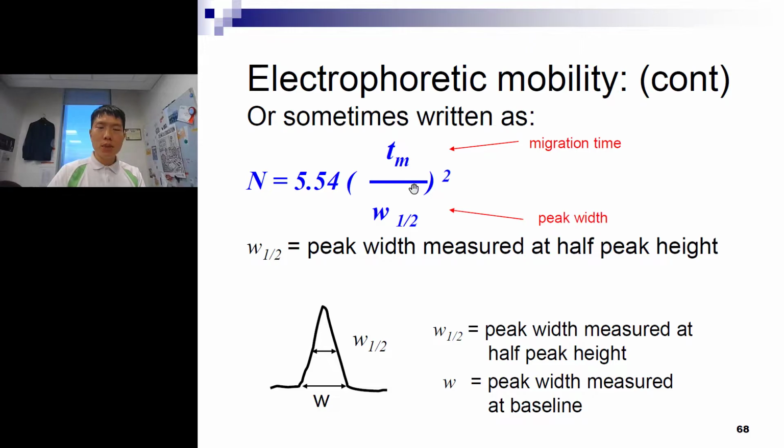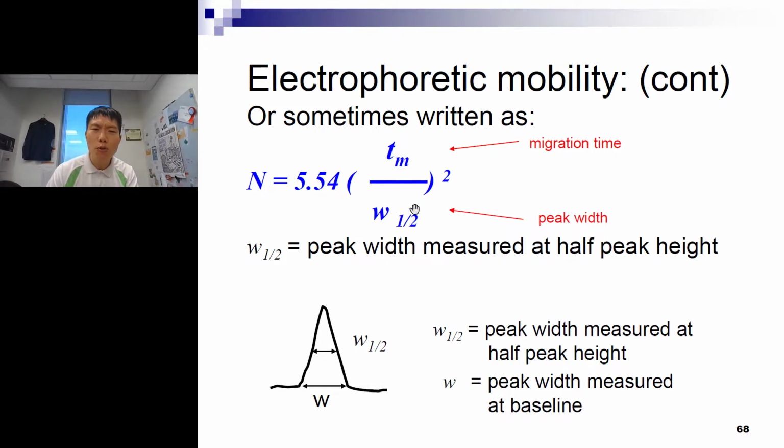And sometimes we can do estimations. We can use the half of the peak height, right, the width there, and then we do a square in this manner here, 5.54. So just to recap here, the W half is the peak width measured at half peak height. You see a triangle, half of the height, measure the width, or the width measured at the baseline here for W for the other equation.